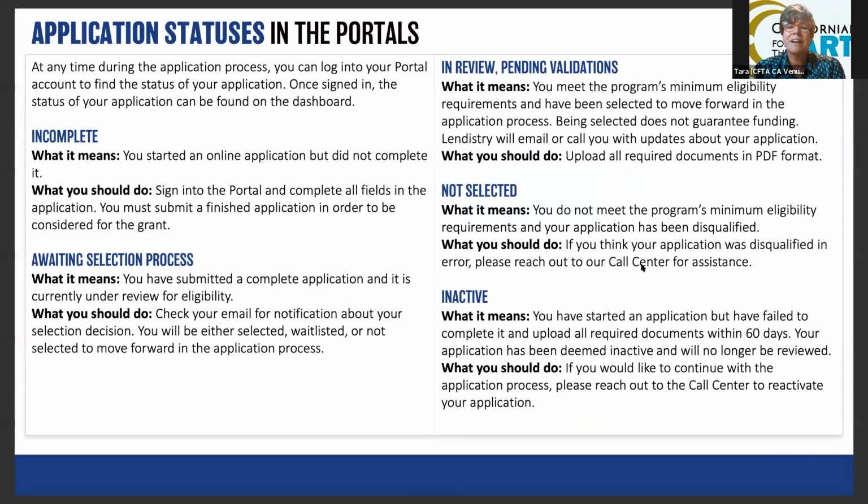So again, if you've completed everything properly on your application, whether or not you've uploaded your documents, it will say awaiting selection process. If it says incomplete, there's something that you need to go back in and fix in your application. Once it's pulled for review, it will be pending validation, and that's when they need all your documents to look at. So if you are still not in possession of your 2020 tax return because of your fiscal year, I would suggest you try to get that done as soon as possible. Doesn't mean you shouldn't apply. Please apply anyway, but you want to get that done as soon as possible so that you can upload that document. If for whatever reason you're deemed ineligible and you're not qualified, it will say not selected.